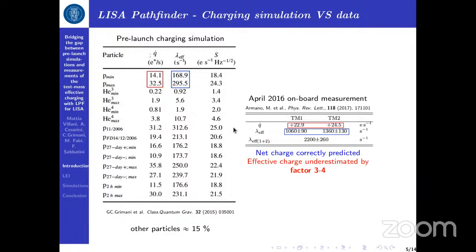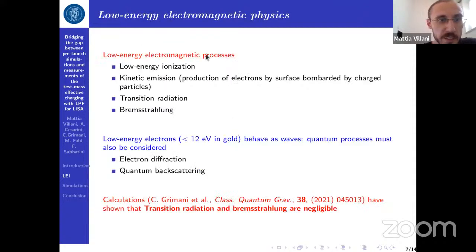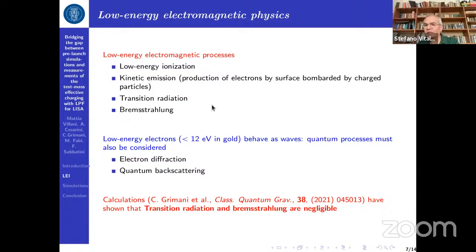So I wonder whether you've looked at that additional constraint from the bias versus charging rate data from LISA Pathfinder. So we did this extensive study on the processes that produce low energy electrons, and we found that low energy ionization and kinetic emission were the most important. So the question is, would the bias be relevant here? Would any voltage bias on the test mass be of big relevance?